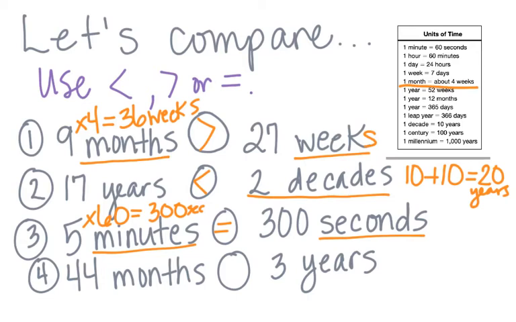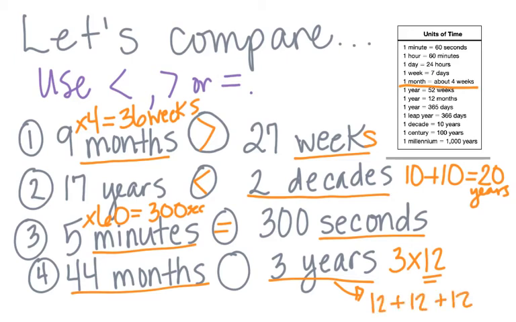Number 4, 44 months or 3 years. Which one is bigger? I'm going to change years into months. 3 years times 12, because there are 12 months in each year. So this would be 1 year plus another year plus another year, and that's 36 months. 36 months is less than 44 months. So 44 months is greater than 36.